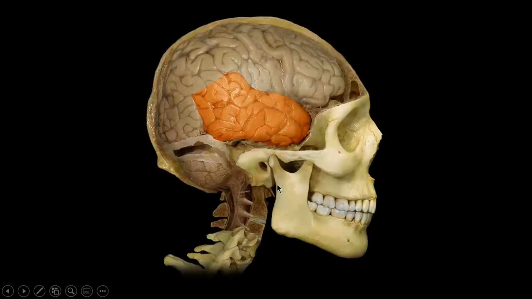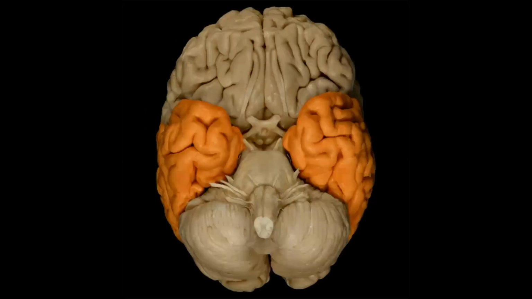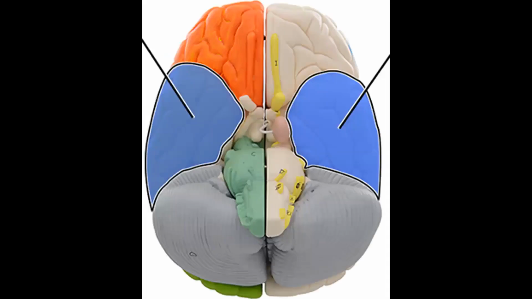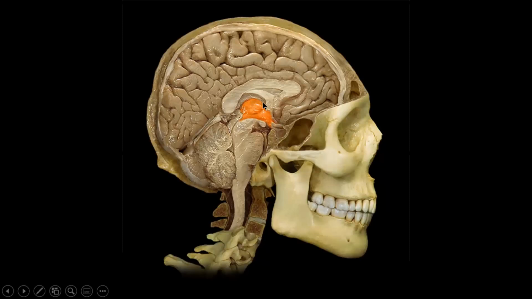Temporal lobe of the cerebrum. Temporal lobe of the cerebrum from the inferior view. Temporal lobe again. It's like the thumb of the boxer glove. Temporal lobe of the cerebrum. Inferior view of the temporal lobe. This whole thing, all of this orange is the diencephalon, because it has the thalamus, epithalamus, and hypothalamus on it. So this is an important one.